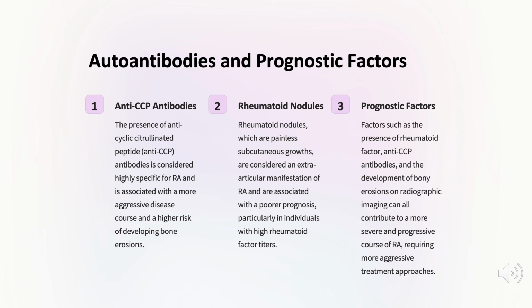Prognostic factors. Several factors, including the presence of rheumatoid factor, anti-CCP antibodies, and the development of bony erosions on radiographic imaging can contribute to a more severe and progressive course of rheumatoid arthritis. Identifying these factors early on allows for a more proactive and aggressive treatment approach to mitigate the impact of the disease. Understanding these autoantibodies and prognostic factors is essential in assessing disease severity and tailoring treatment strategies to optimize outcomes for patients with rheumatoid arthritis.